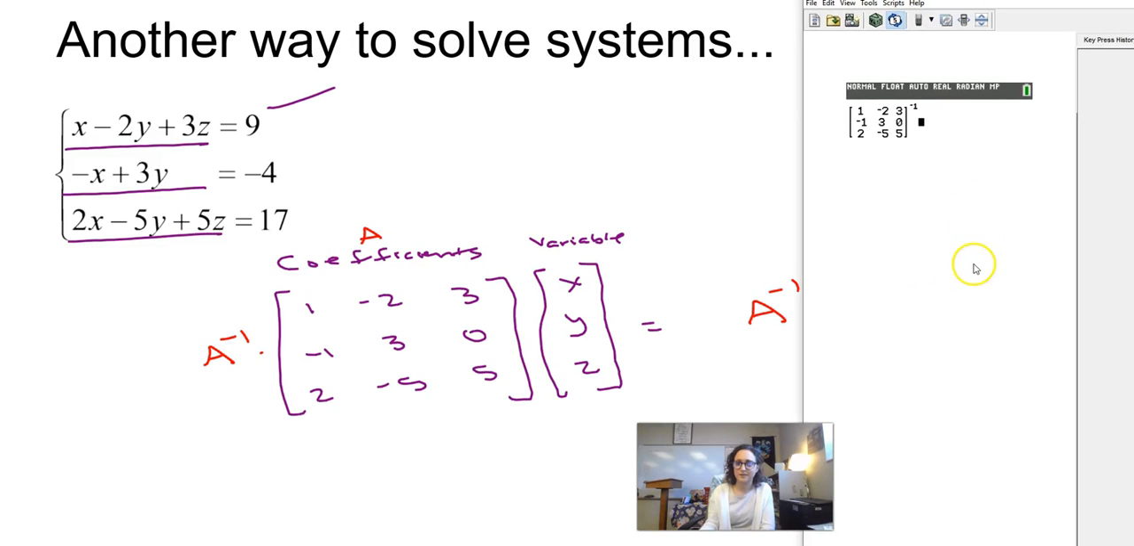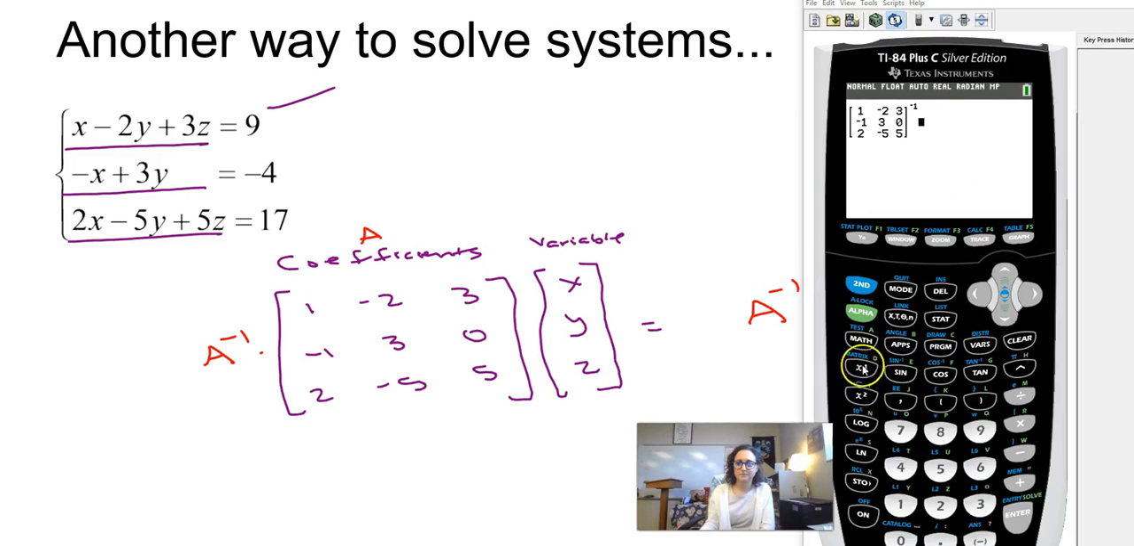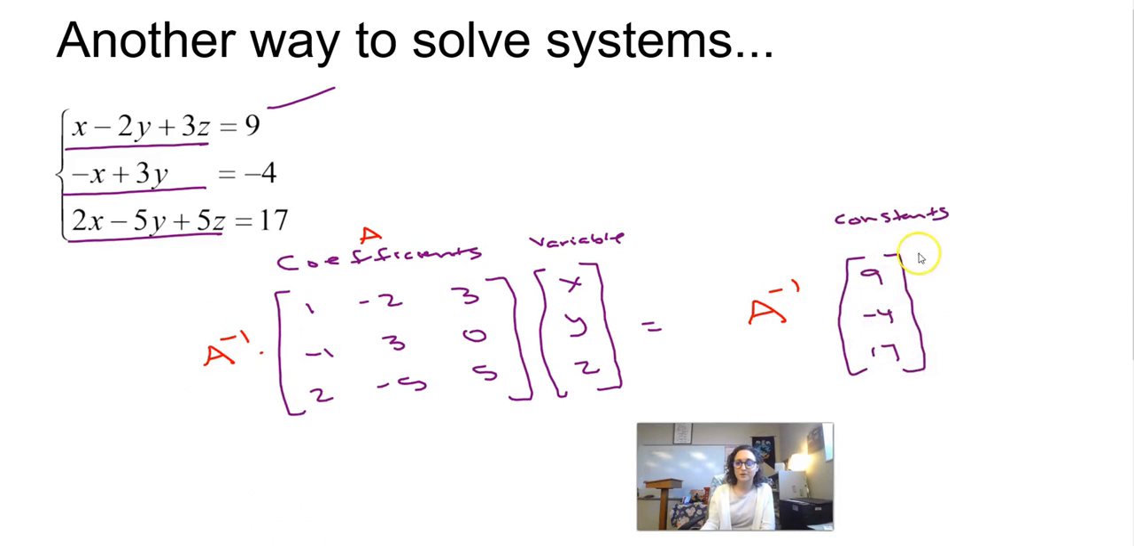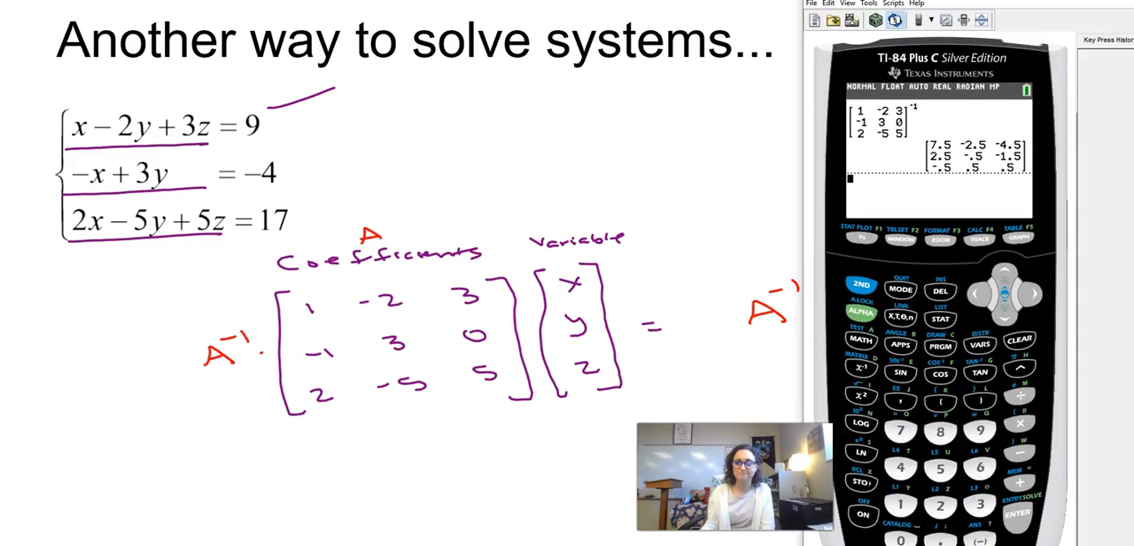Ooh, it freaked out on us. Okay, so this inverse button right under math. Then I'm going to hit enter. And there's my inverse, okay? So here's A inverse. Now I want to take A inverse, remember, and multiply by this column matrix 9, -4, 17.